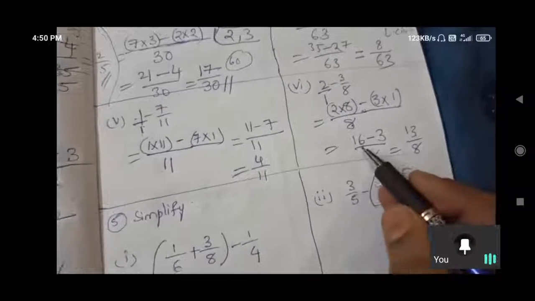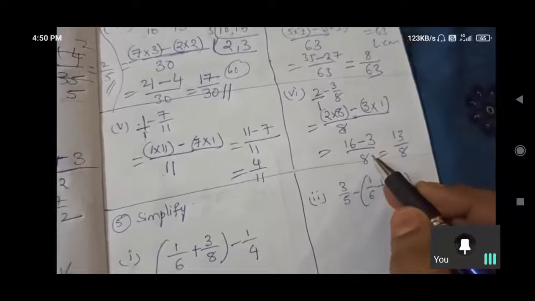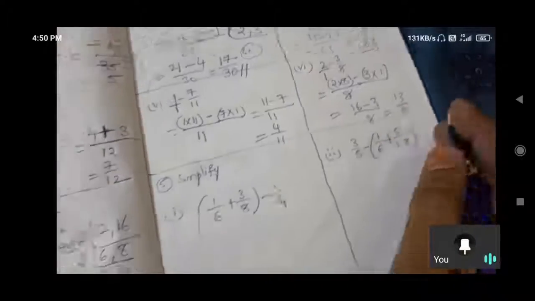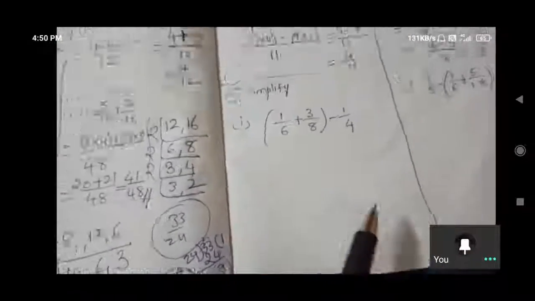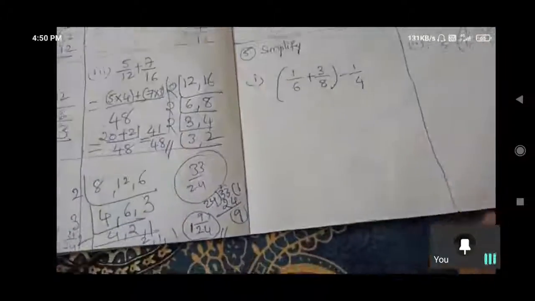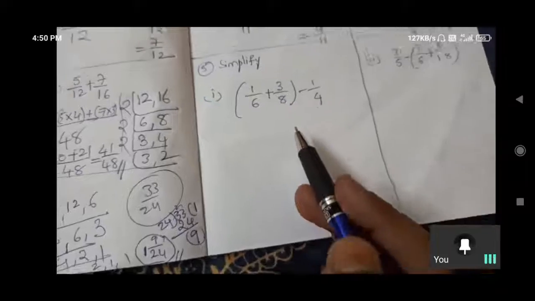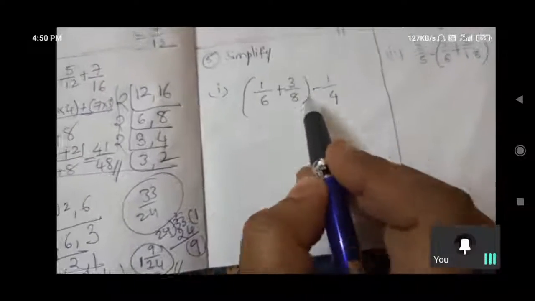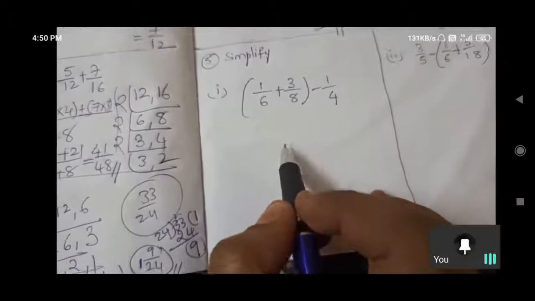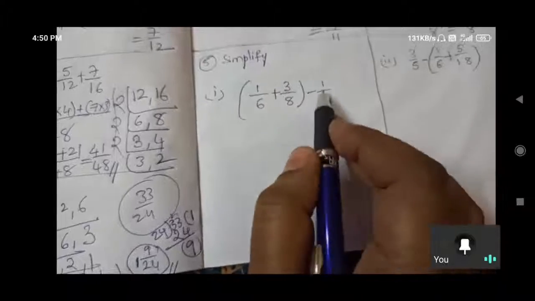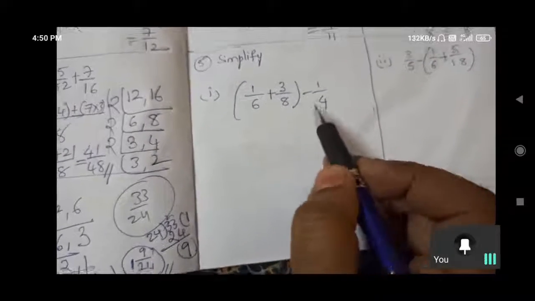So like that, 16 minus 3 by 8 is equal to 13 by 8, we'll get. So like this, simplification also we have. Here, 1 by 6 plus 3 by 8. First we need to do this, and from the resultant answer subtract this one.